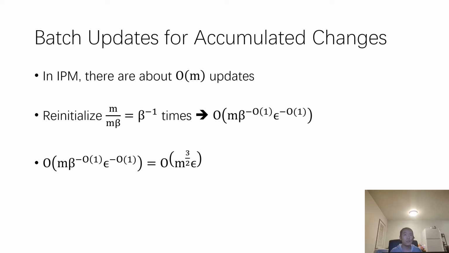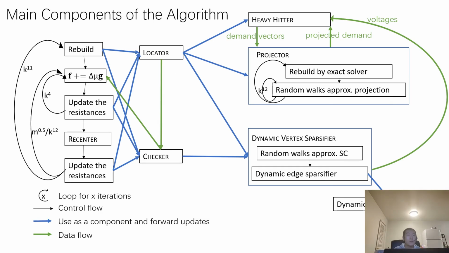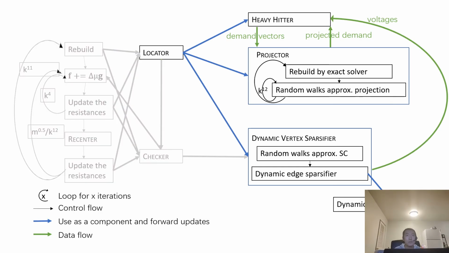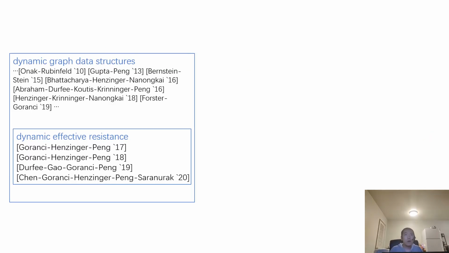This is only a simplified version of the actual trade-off. It has fewer parameters, but explains the underlying idea. So here are the main components of the algorithm, and we are done with the interior point method and let's begin talking about the locator. Our maintenance of electrical flows is most directly related to the dynamic effective resistance data structures.